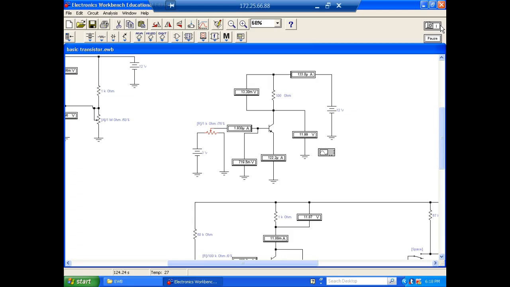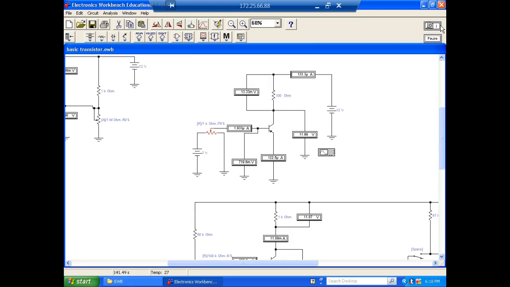But look, now I've got base current. I've got 190 microamps of base current, and I'm getting 133 microamps of collector current. So we're getting a gain of what? 130.